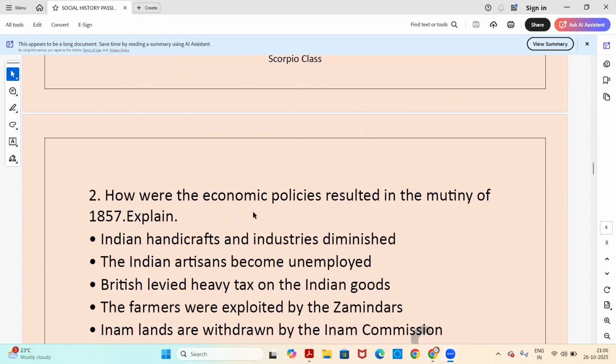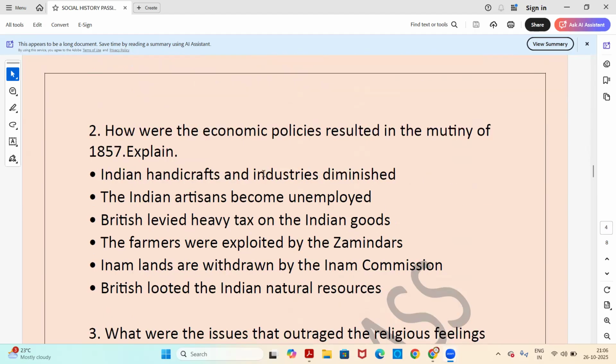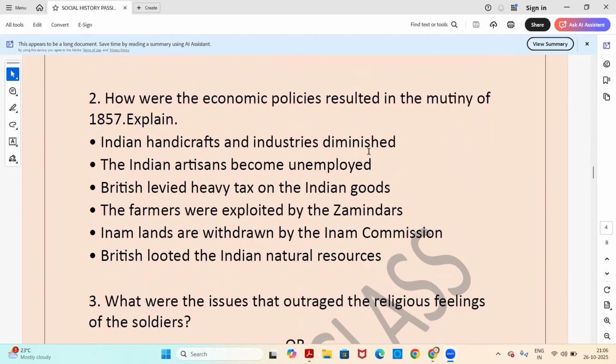Now, how did the economic policies result in the mutiny of 1857? Explain. Indian handicrafts and industries diminished.